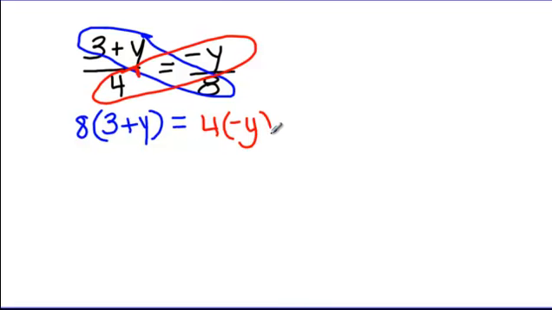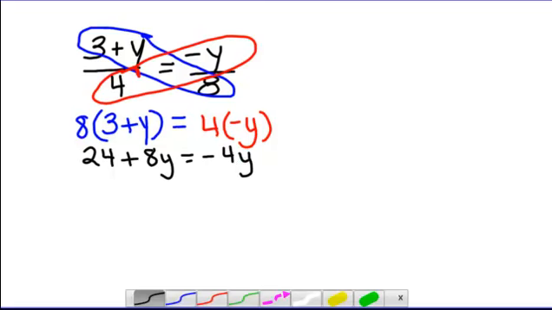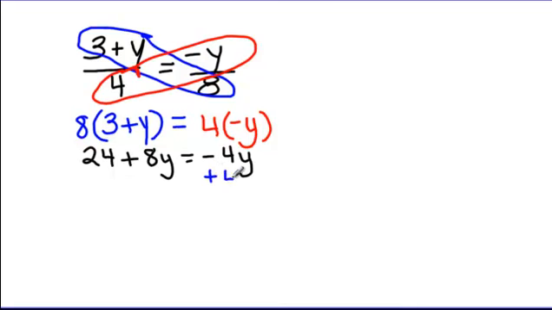And let me simplify this for you. That's going to give you 24 plus 8y equals negative 4y. These two things are actually equal. I just cross-multiplied and simplified. So now I have a baby variable. But where's my baby variable? I have an 8y on this side and a negative 4y on this side. The negative 4y is my baby variable, so I want to move it by doing the opposite. Plus 4y on each side.